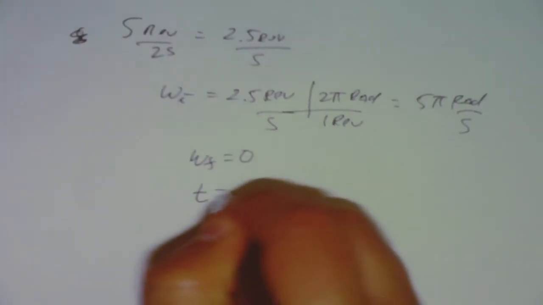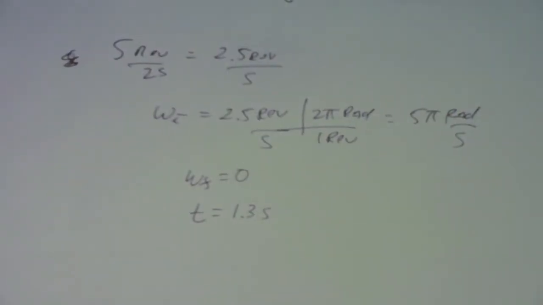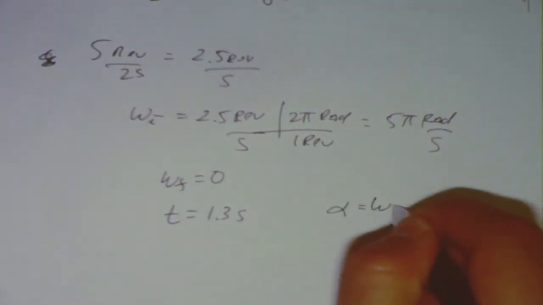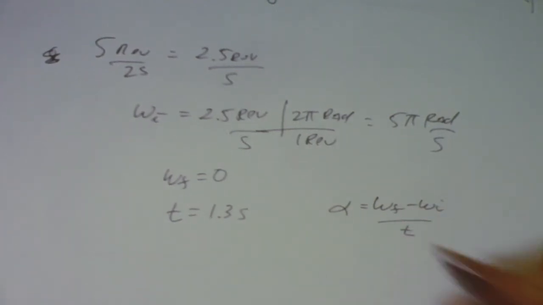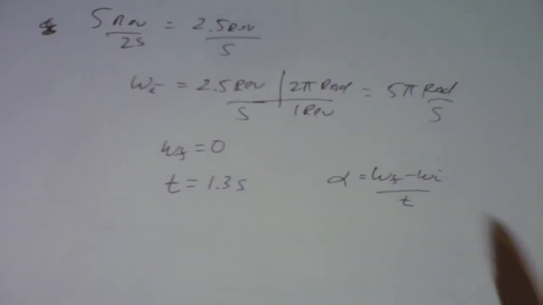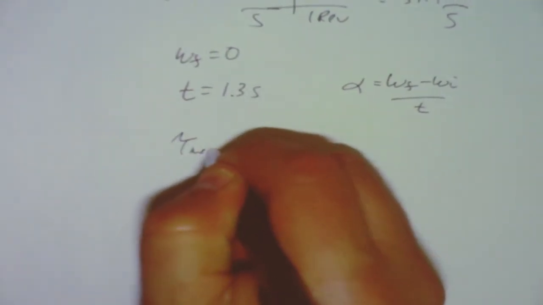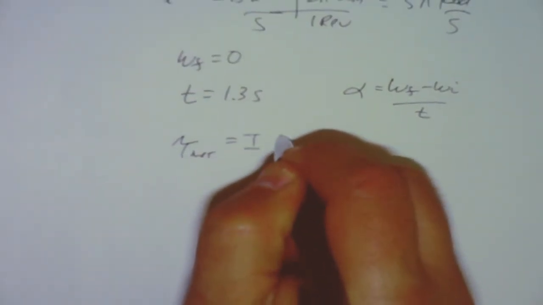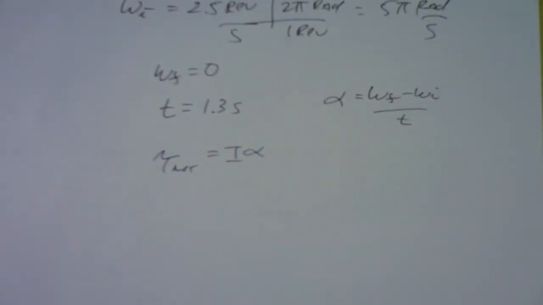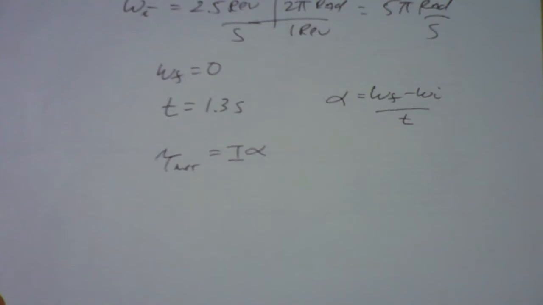This happens in 1.3 seconds. Okay, so we can figure out the angular acceleration, right? Earlier in the chapter we did this kind of stuff. So what is causing this angular acceleration? It's a net torque. So the net torque is equal to I times alpha. This was in the notes from Monday. So if you're wondering where it's coming from, torque is equal to I alpha, just to refresh your memory a little bit. Newton's second law, in the linear world, F is equal to ma.